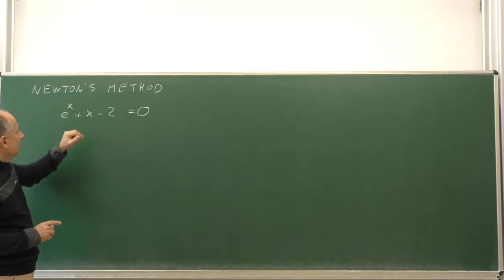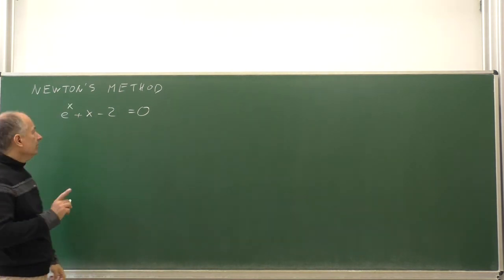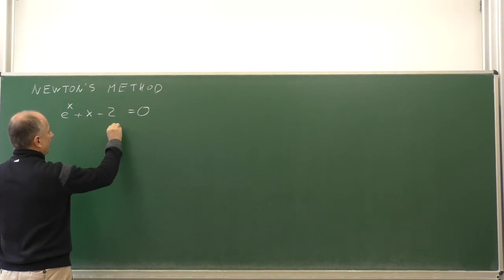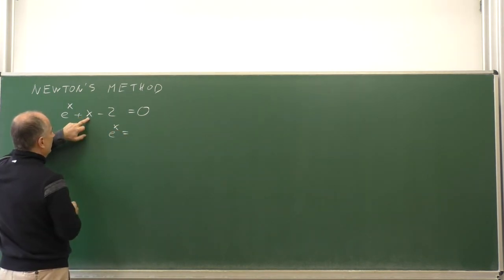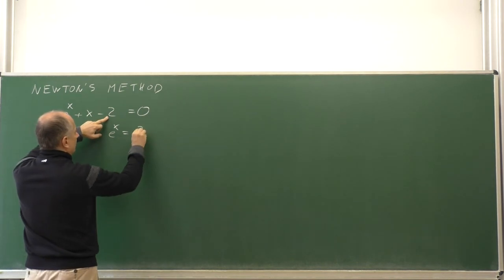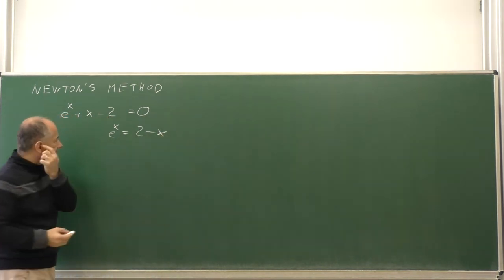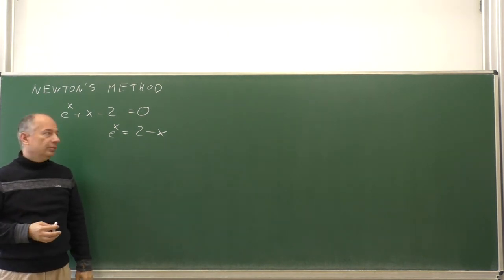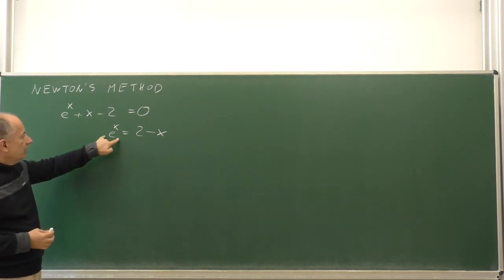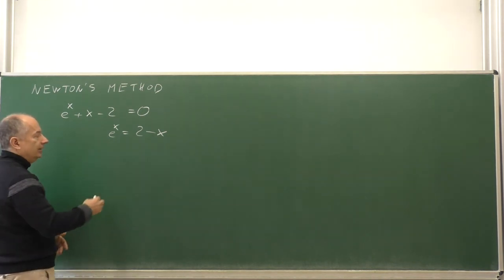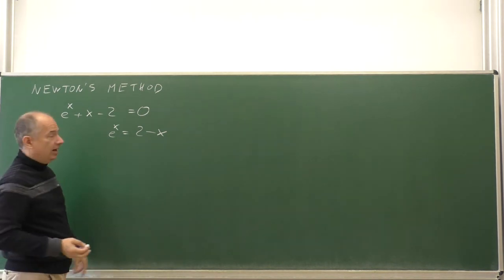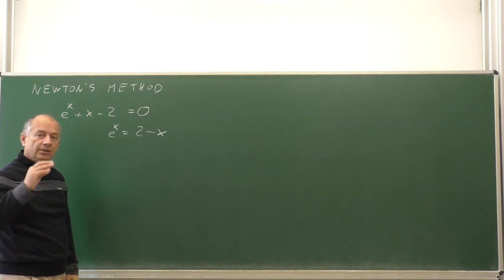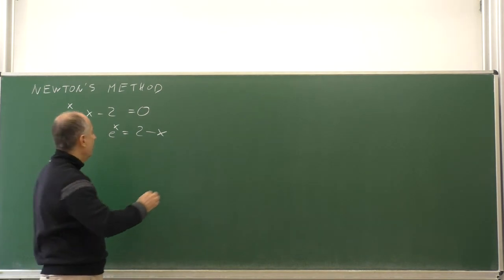So before we try the Newton's method, let's rearrange this equation in the form e to x is equal to, and we subtract x and add 2, we have 2 minus x. This is a convenient form for the graphical approach, because here we have two functions, and it will be easy to sketch the graph, and then the solution to the equation is the intersection of these two graphs.